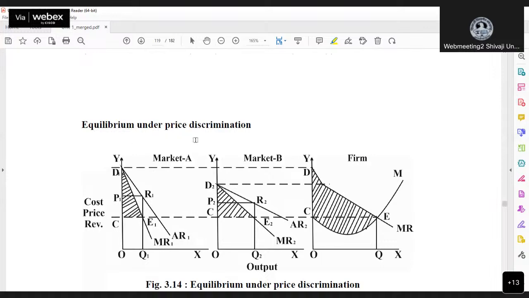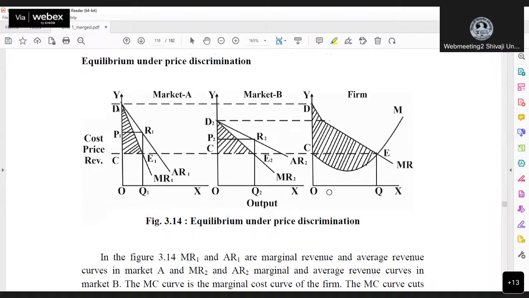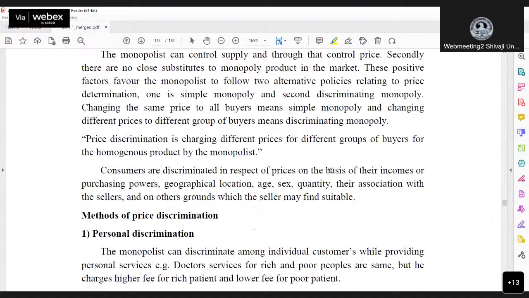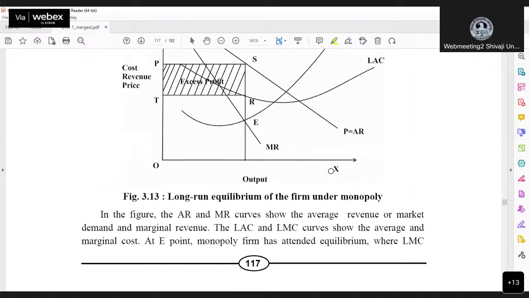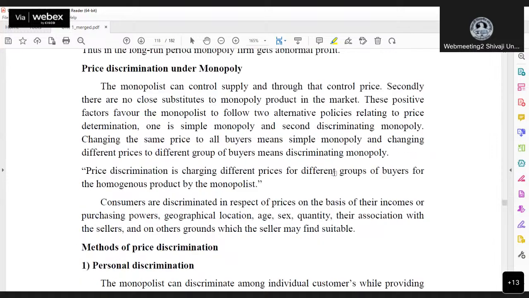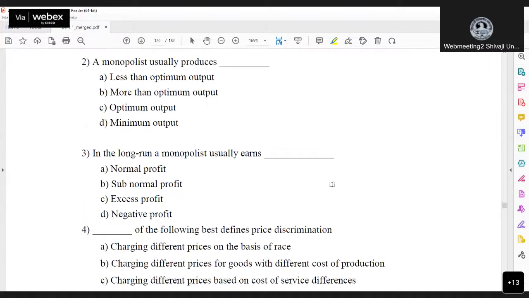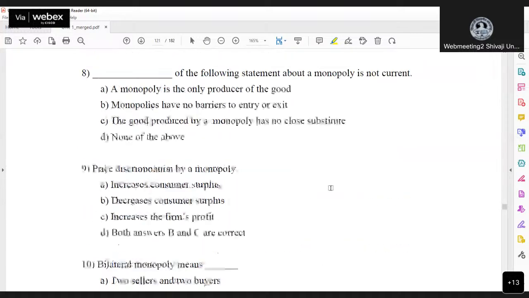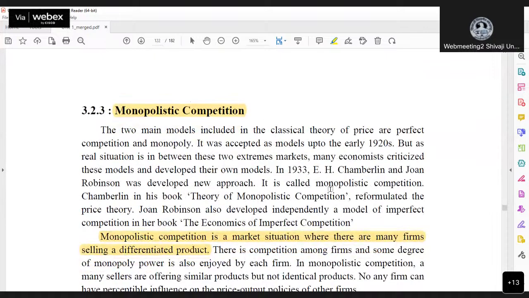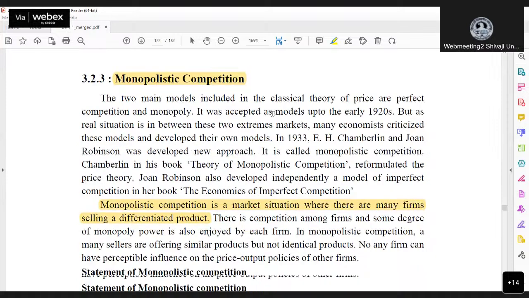There is also equilibrium under price discrimination. What is meant by price discrimination? You will see later on. Why I am scrolling through all these pages is that I just want to give guidelines regarding how to study and what to study, and where you have to give your concentration and focus of mind for thorough understanding and study purposes. Monopolistic competition is another new concept here.